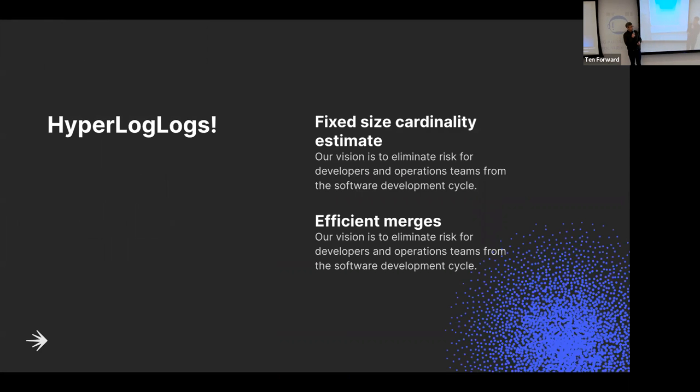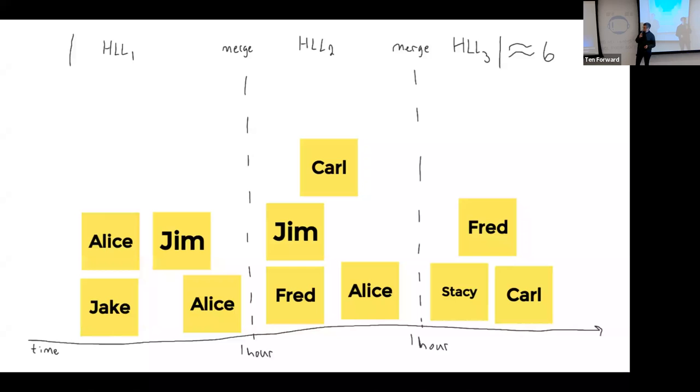So one thing we can do is use HyperLogLogs. If you're not familiar with it, it's a data structure that has a fixed size that you can use to approximate the cardinality of some set. And a really nice property it has is it can be merged efficiently. So we can use HyperLogLogs to help us solve this problem, and if we do that, it looks like this.